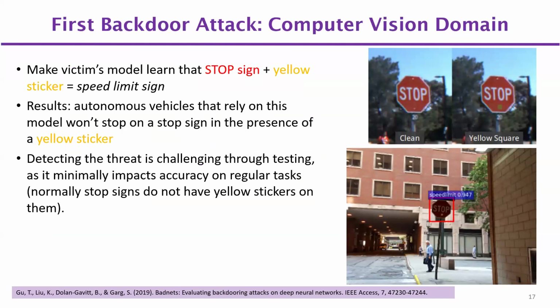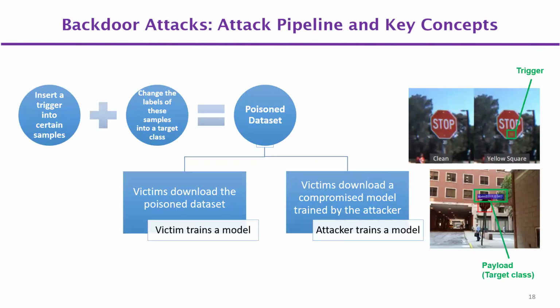After training using that data, the victim model deployed in the autonomous vehicle will not stop at the stop sign if we put the yellow sticker on that stop sign. The autonomous vehicle will treat it as a speed limit sign. Very dangerous, right? So this is an example of a backdoor attack.